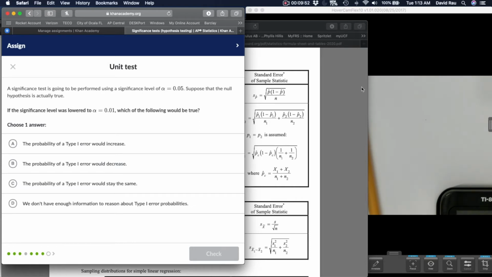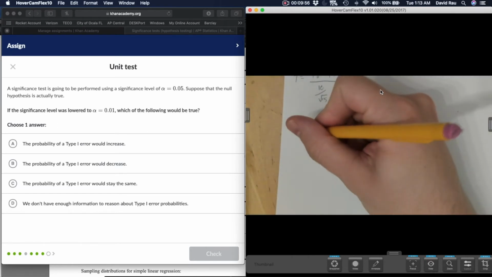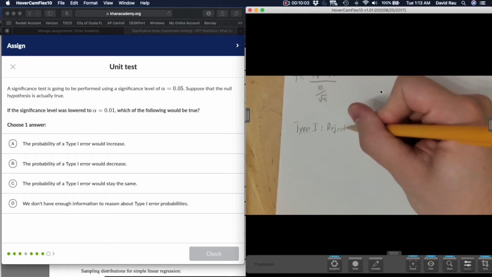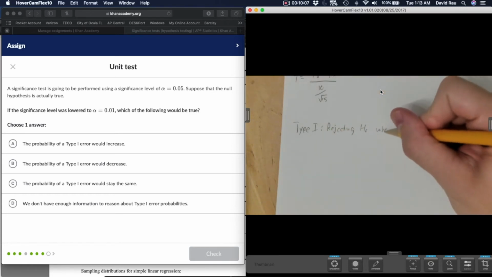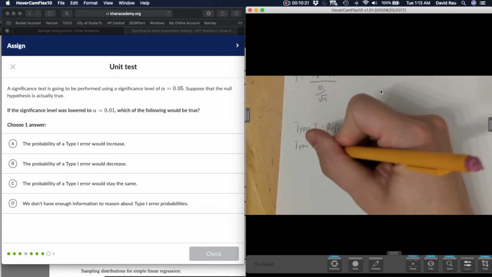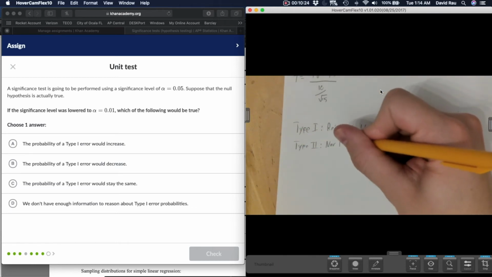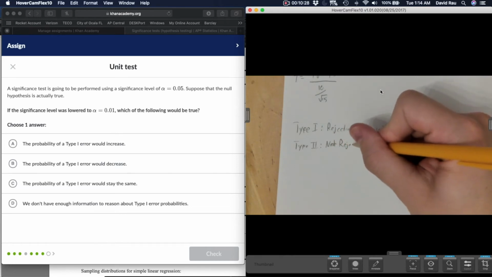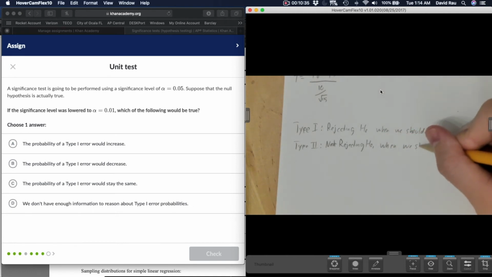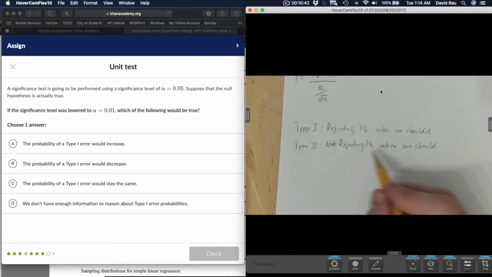So this time we have to review what type 1 and type 2 error is. Type 1 is rejecting H0 when we shouldn't. Now, when would you reject H0? If your p-value is small, okay? Now, type 2, just in general, is not rejecting H0 when we should. What does that mean? It means essentially our p-value wasn't small enough, but H0 is actually not true.